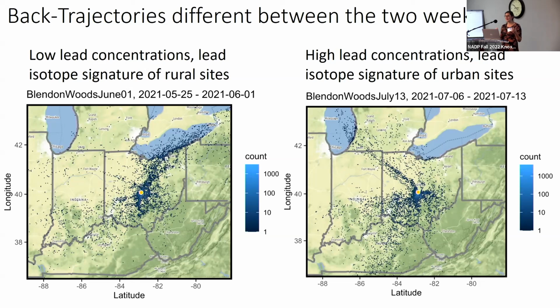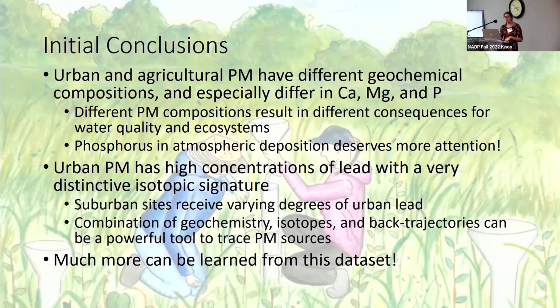But clearly, I have a lot more work to do to figure out what story this is all telling. So just some initial conclusions: this urban and agricultural particulate matter has very different geochemical compositions, and this is especially different in calcium and magnesium and phosphorus. Calcium and magnesium compared to phosphorus have very different ecosystem consequences when they're deposited. And just a shout out for phosphorus to receive more attention in research on atmospheric deposition.